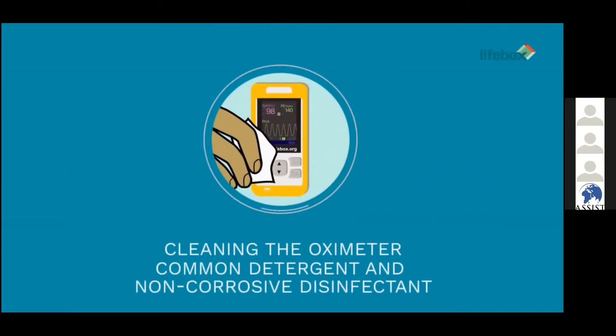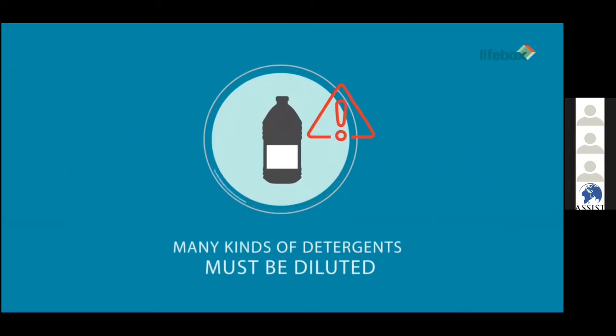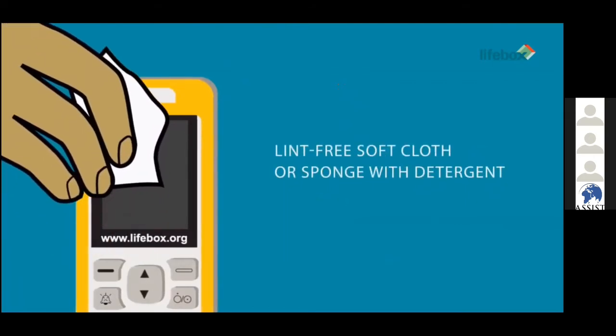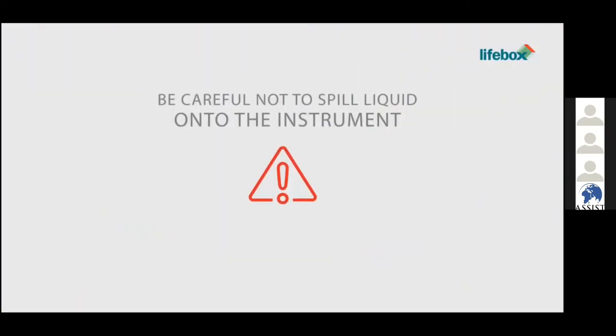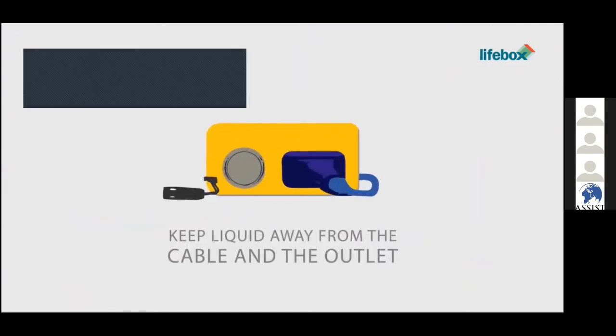The oximeter should be wiped down regularly using common detergent and non-corrosive disinfectant, such as those used in hospitals. Be aware that many kinds of detergents must be diluted prior to use. The oximeter case and screen can be wiped with a lint-free soft cloth or a sponge moistened in detergent. While cleaning the oximeter, be careful not to spill liquid onto the instrument and do not allow any liquid to spill inside the oximeter. When wiping the side panel of the oximeter, be especially careful to keep liquid away from the cable and the outlet.